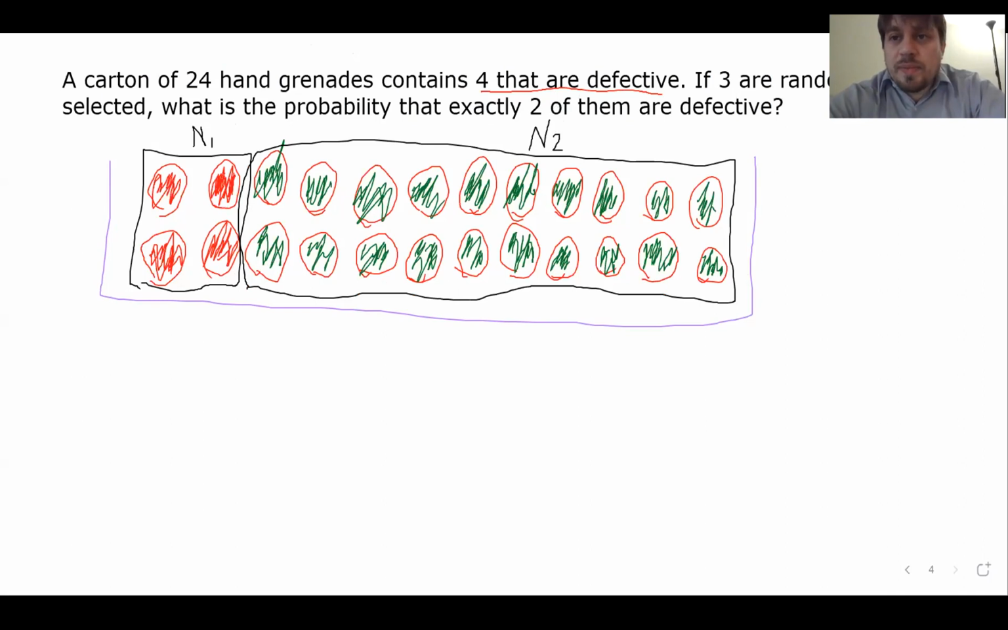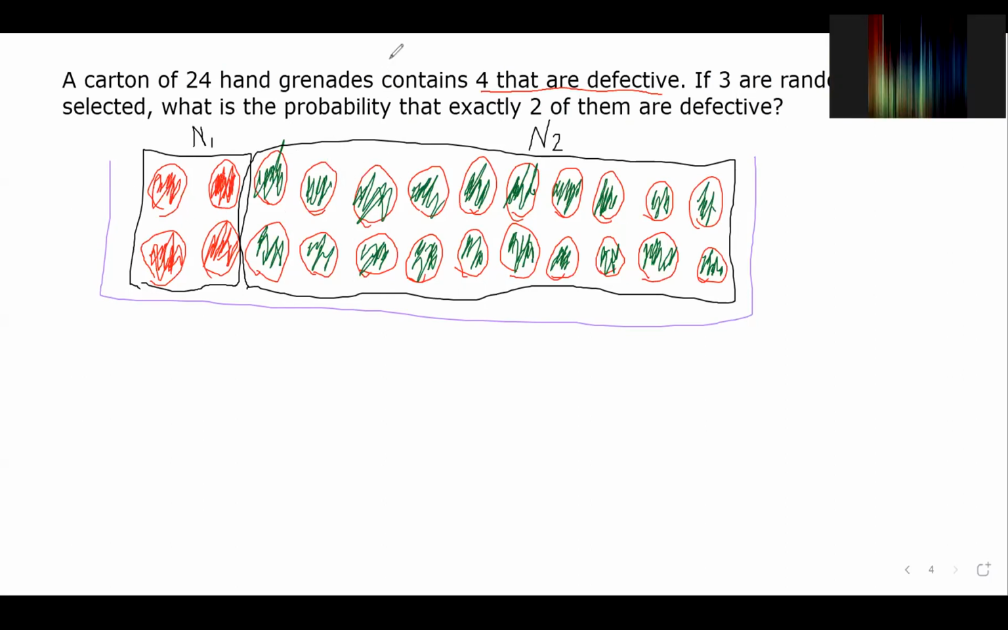Kishan, you have a question? Yeah, so the green one is not defective, right? Correct. Yep. And the red one is defective. Red are defective, yes. So these 4 are, see the red underline? The 4 are defective, and then the other 20 are non-defective.